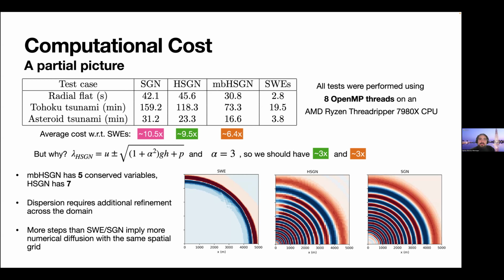And one remark that I think is very important here is that this is not an efficiency comparison. This is just a computational cost comparison. Since we're taking more time steps than the ones we would take, for instance, with shallow water equations or SGN, numerical diffusion accumulates faster. So with the same refinement, with the same grid, we have a slightly worse resolution with these hyperbolic models than the one we would get for SGN, for instance. So proper efficiency will require a different type of study.